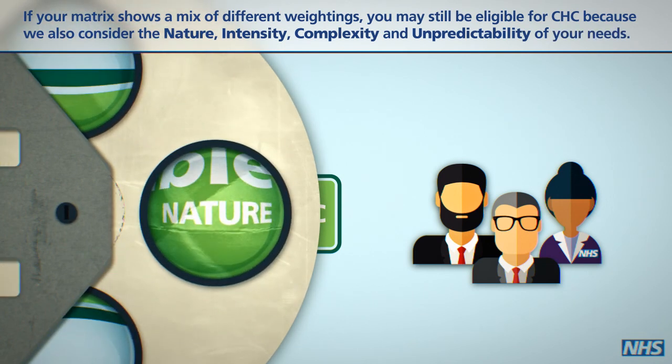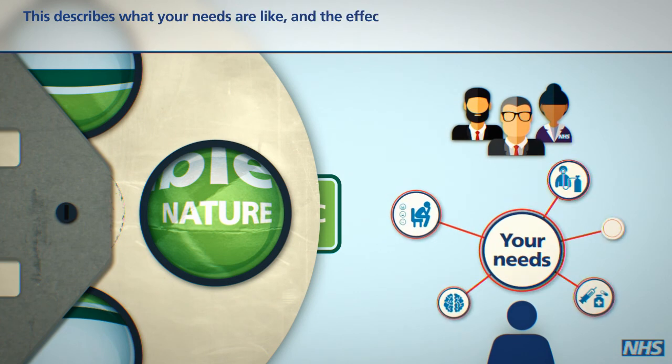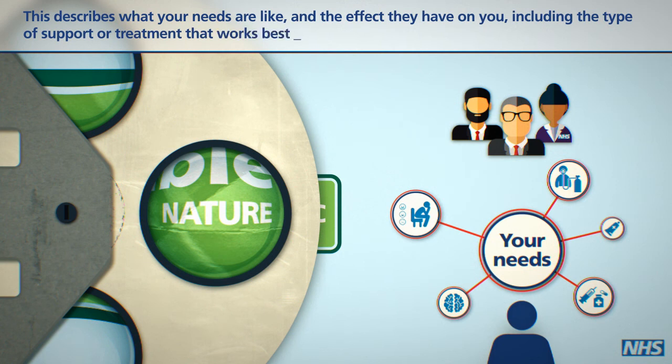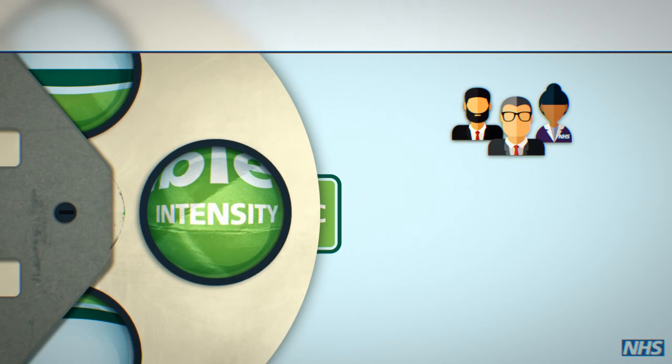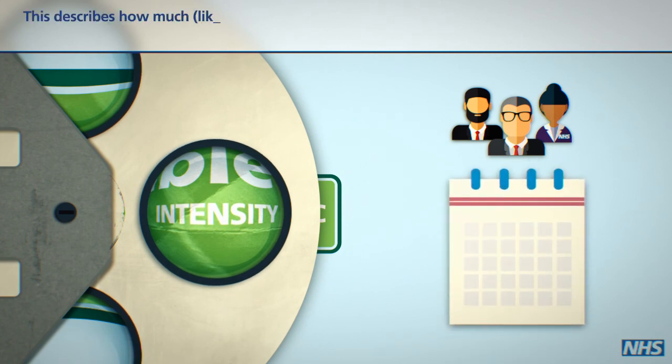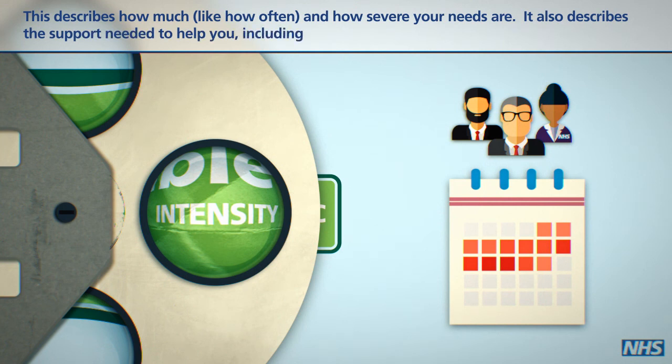Nature. This describes what your needs are like and the effect they have on you, including the type of support or treatment that works best to manage those needs. Intensity. This describes how much, how often, and how severe your needs are. It also describes the support needed to help you, including the need for ongoing care.